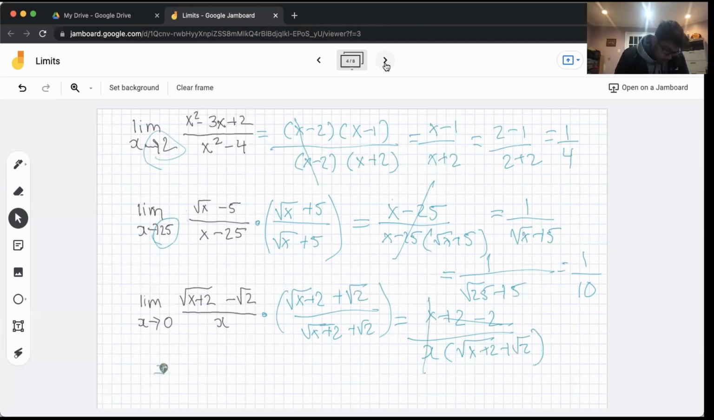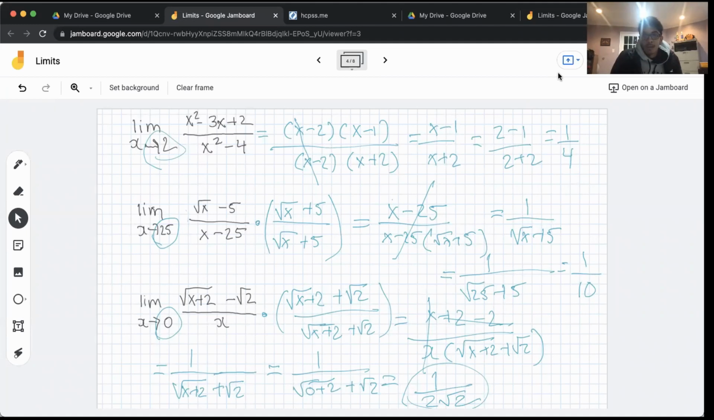This leads us to 1 over the square root of x plus 2 plus the square root of 2. Now we can plug in, once again, as limit x approaches 0, 1 over the square root of 0 plus 2 plus the square root of 2. This leads us to get 1 over 2 times the square root of 2. And that's the limit.